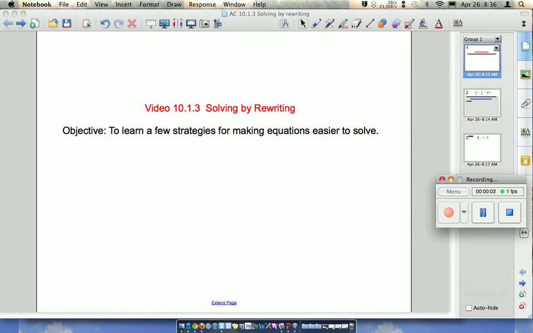This is video 10.1.3, and the goal of this video is to learn a few strategies for making equations easier to solve. And we're going to do that by rewriting the equation with a simpler look. We're going to only perform legal moves in order to rewrite the equation.